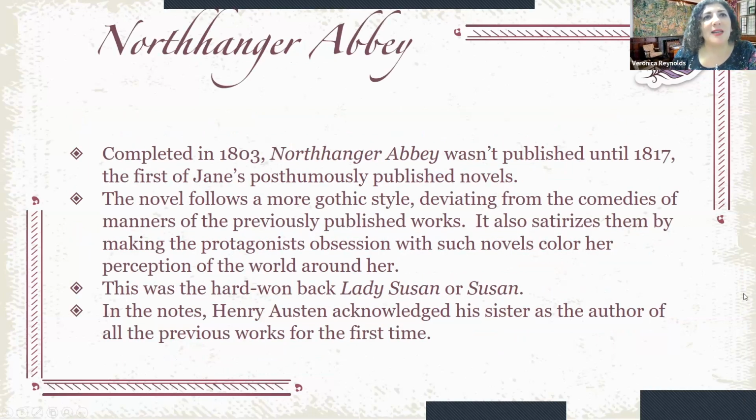Northanger Abbey is completed in 1803. It would not be published until 1817, so it's the first of the novels published after Jane's death. The novel follows a more Gothic style. It is not such a comedy of manners. It also satirizes Gothic novels a little bit by making the protagonist's obsession with those novels themselves color the perception of the world around her.